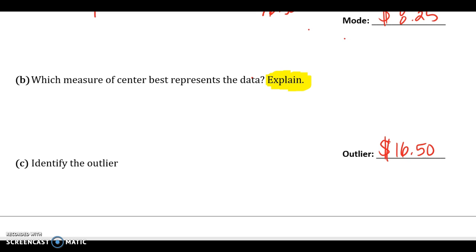The mode is actually not a great representation because it's the lowest number in the set of data, so it doesn't really give an overall representation of the range. So we're going to go with the median as the best representation of that data. And I'll write an answer here and you can pause the video and copy it if you'd like.